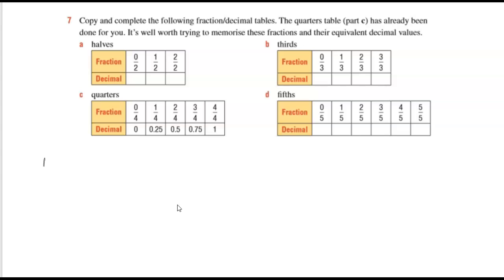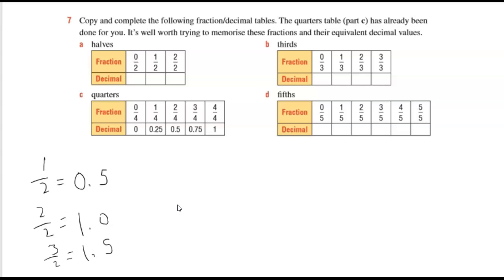So a half is equal to 0.5. And every time we go up, we're going up by 0.5. All we're doing is multiplying the 0.5 by whatever the numerator is. And you can kind of see that with our quarters.